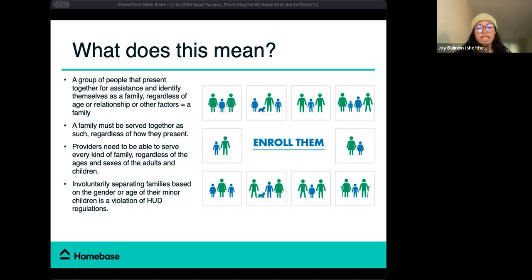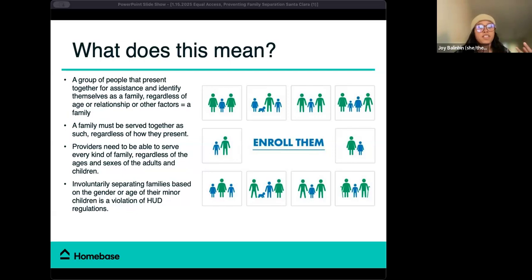So, put a little bit differently, any group of folks that are coming to you for assistance and identifying themselves as a family are considered to be a family, and they must be served together as such. So also a recipient or subrecipient, different programs receiving funds under the ESG or CoC programs, on the flip side, cannot discriminate against a group of people presenting as a family based on their composition.